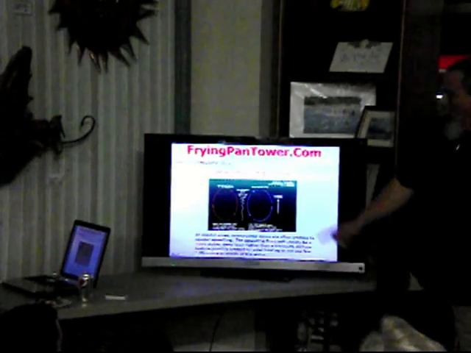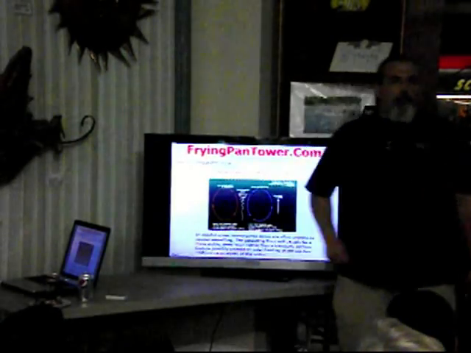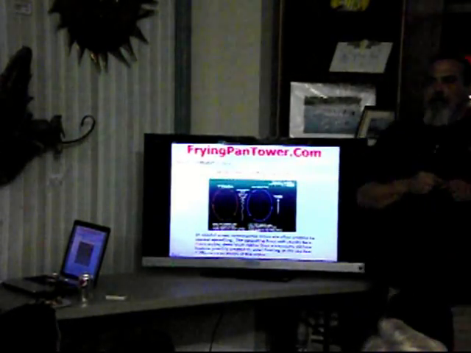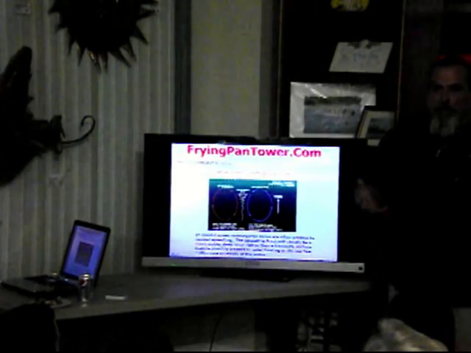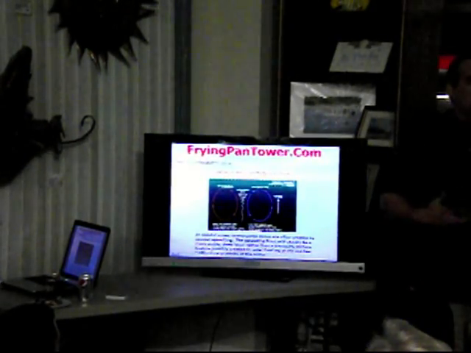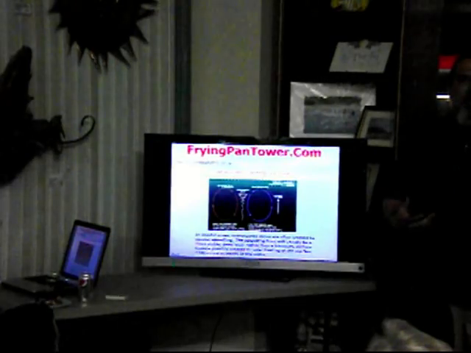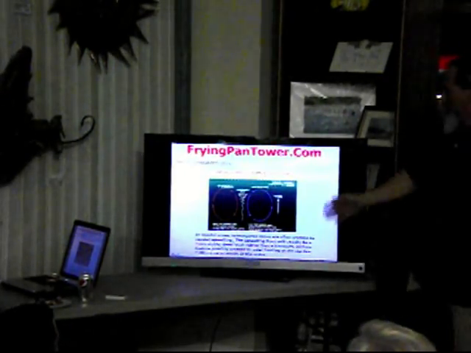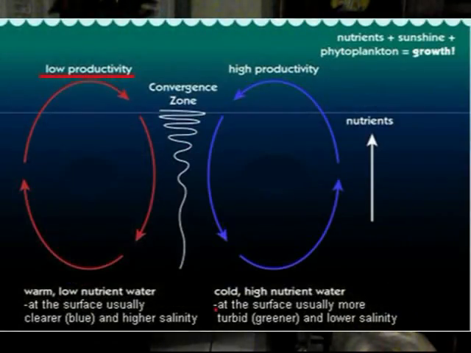On the other side of the equation, we have low productivity water. Low productivity water means there's not a lot of nutrients in the water. There's not a lot of stuff in the water. There's not a lot of food there. There's not a lot of action going on in that water. So this is the low productivity side over here. This is the high productivity side over here.